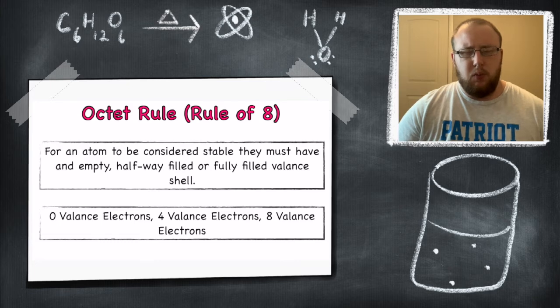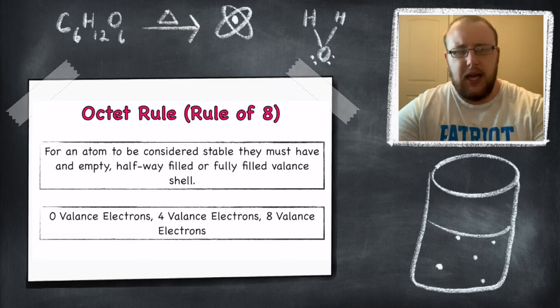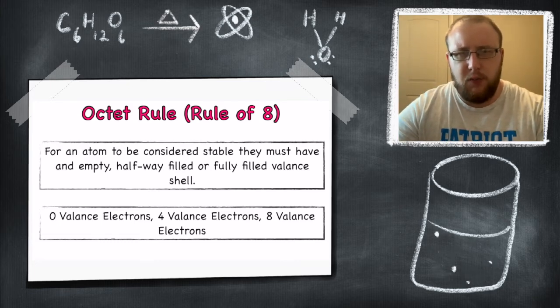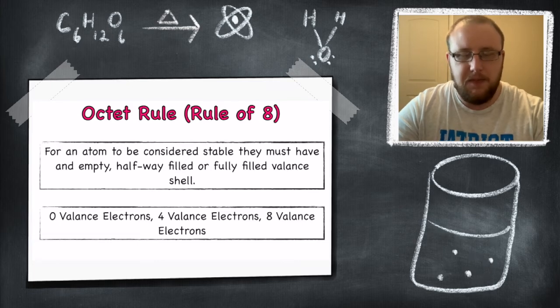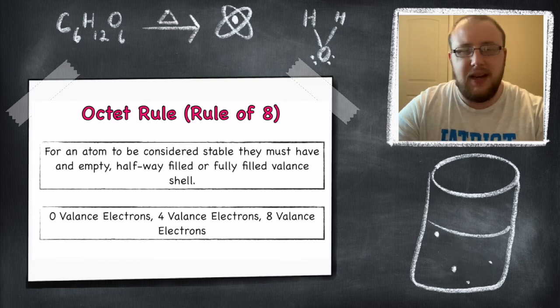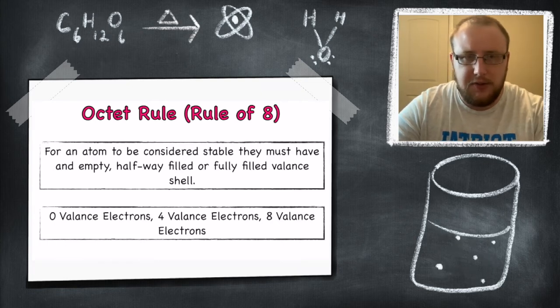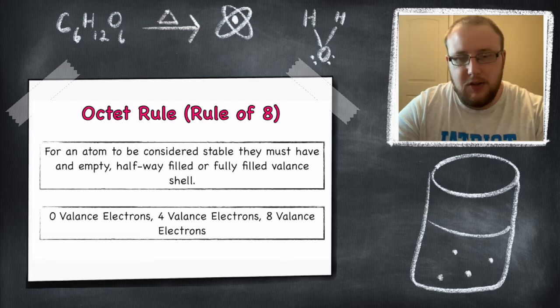Let's think about this. Atoms in their natural form want to be stable. They want to get to a state in which they can just be who they are, for lack of a better term. In order to be stable though, these atoms need to have a fully filled valence shell, a half-filled valence shell, or an empty valence shell.